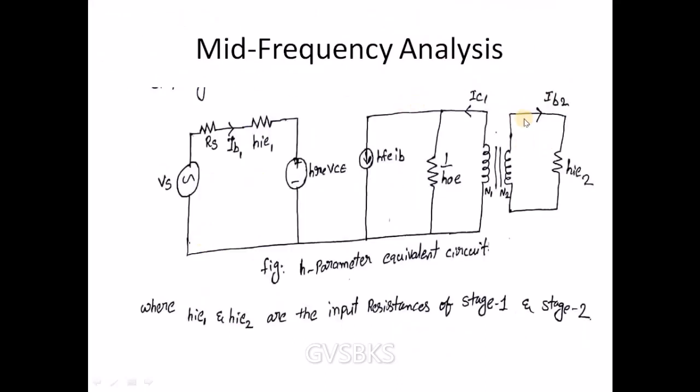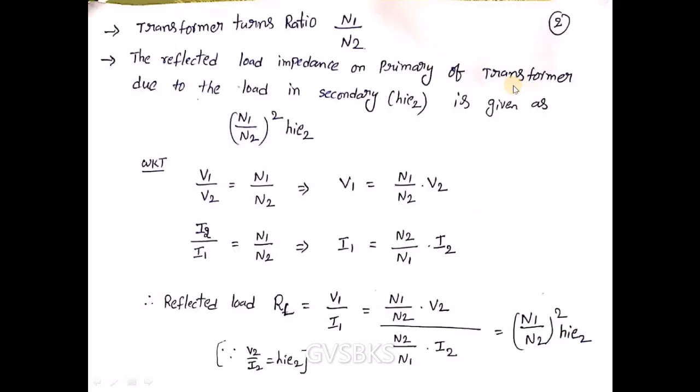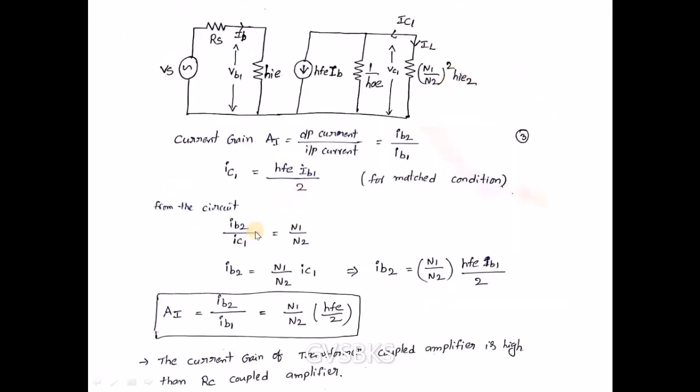So in this figure, the IB2 is the secondary current and IC1 is the primary current. Therefore we can write IB2 divided by IC1 is equal to N1 by N2. Like that we have mentioned here, IB2 divided by IC1 is equal to N1 by N2. Therefore, IB2 from the above equation is N1 by N2 into IC1.